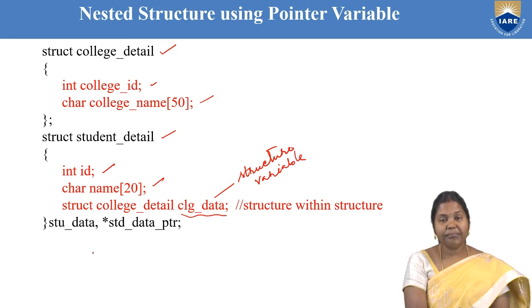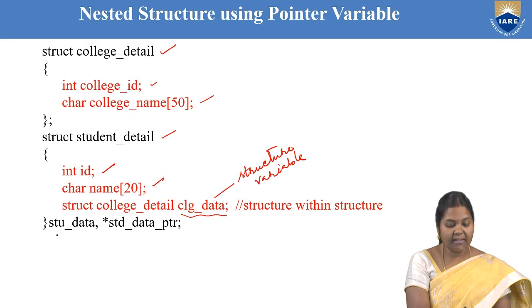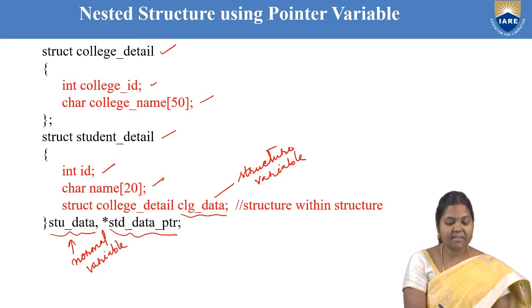Now for this outer structure, we are declaring two types of variable. This is the normal structure variable, student_data, and we are declaring one pointer variable, *student_data_pointer. This is a pointer type variable.